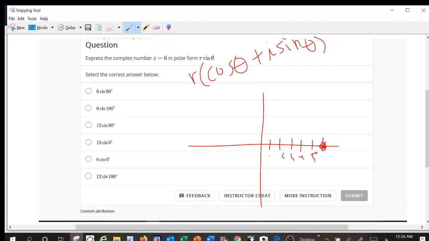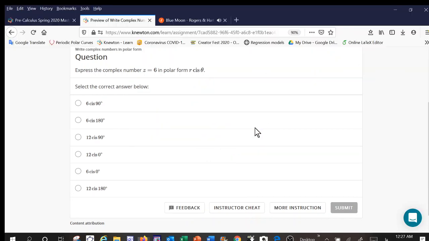Now, over there, how do we represent that using that? Well, that's easy. All we need is r, which we have, is 6, right? And then the angle, what should the angle be? Well, the angle is 0 here. So really, all we have to do is write 6, and then inside here we write cosine 0 plus i sine 0, right? And that's it. And that is cis 0. That's what that is. So 6 cis 0 is actually the same complex number.